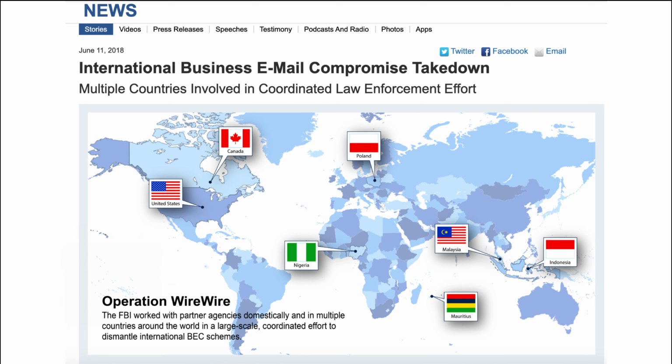Number 2. Real estate transactions. Criminals impersonating sellers, realtors, title companies, or law firms during a real estate transaction to ask the home buyer for funds to be sent to a fraudulent account.